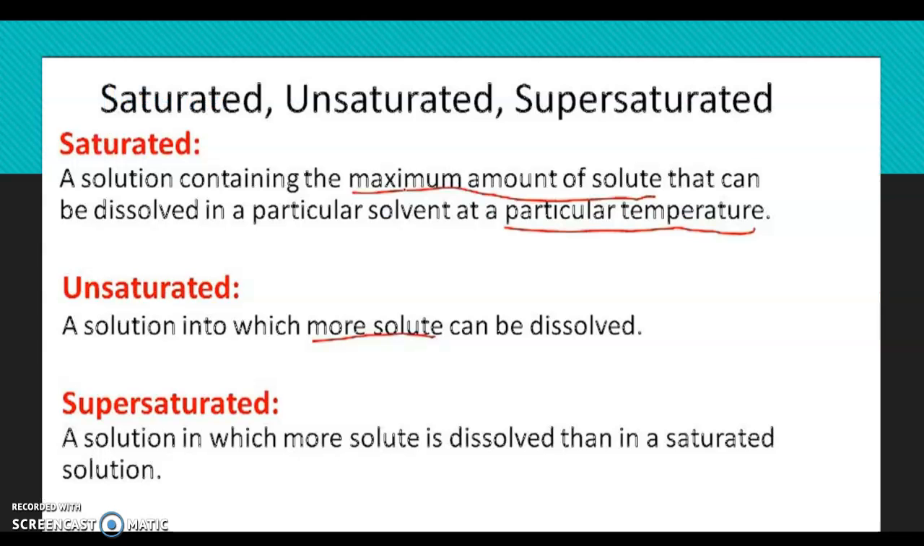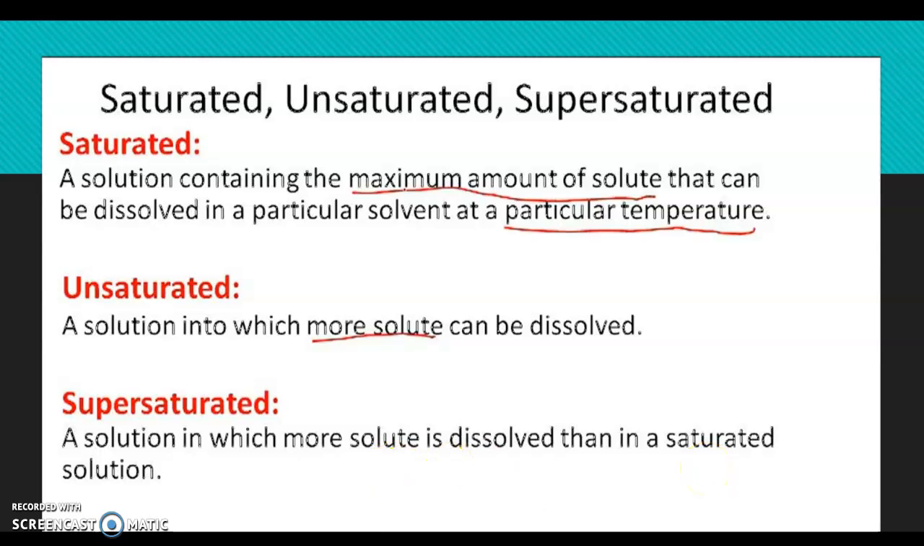In solutions, there are three types that we can have. There's saturated, unsaturated, and supersaturated. Saturated is a solution containing the maximum amount of solute that can be dissolved. Unsaturated means there is more solute that can be dissolved. And supersaturated is a solution that has more solute than can normally be dissolved.